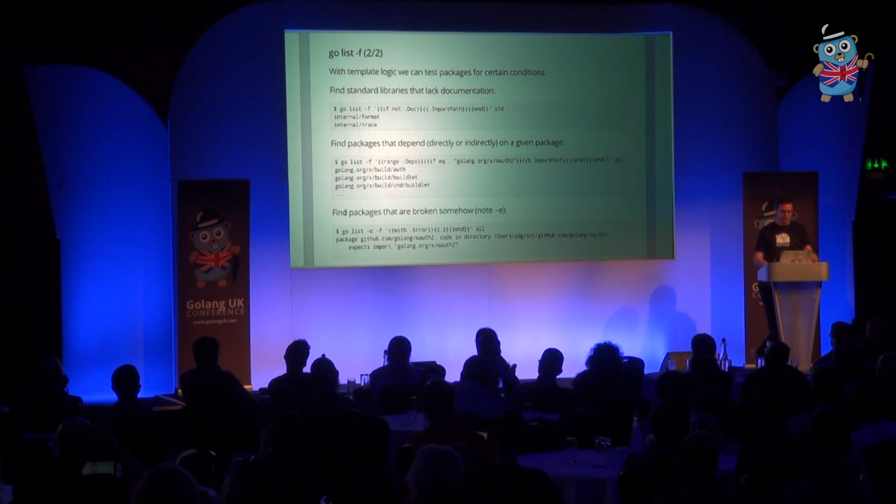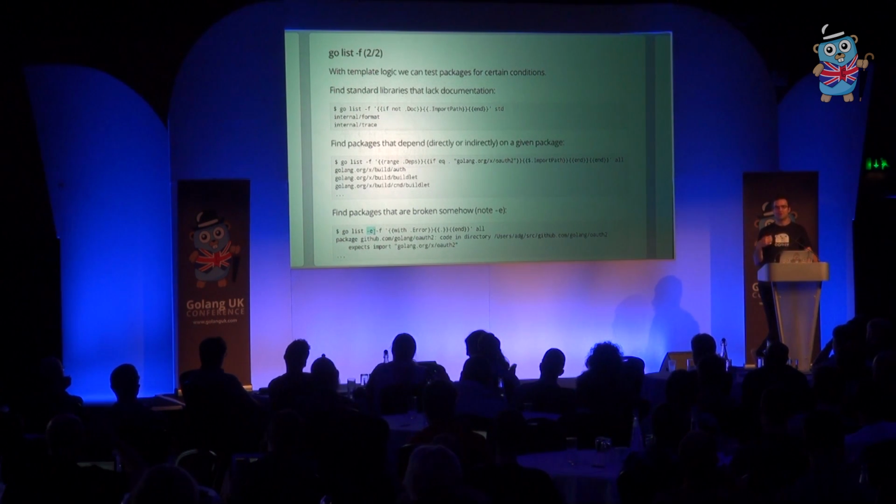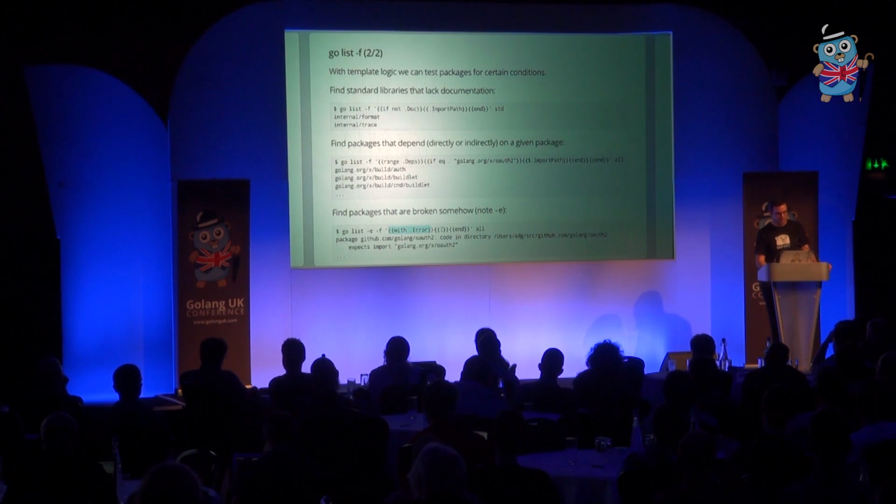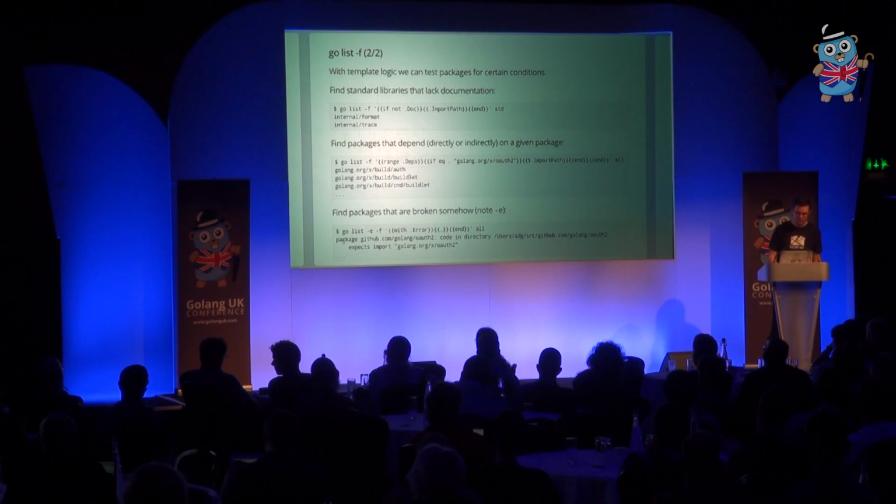It's also nice to be able to list which packages are broken in some way. So if I pass the -e flag, GoList will not print errors to standard output and continue working even if it encounters errors. So that's critical for this example. And my template function is, with error, just print the error string. And so for each package that has some error state, I can see what the error condition is.